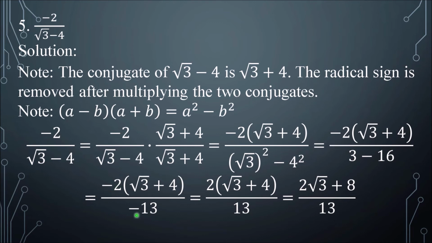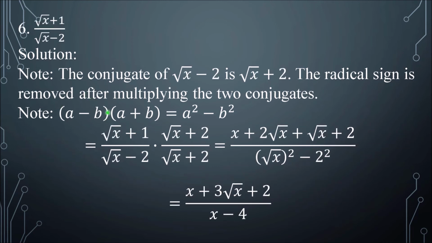So negative times negative is positive, so we can remove the negative sign. So 2 square root of 3 plus 4, we will distribute 2. So 2 times square root of 3 is this. 2 times 4 is 8 over 13.